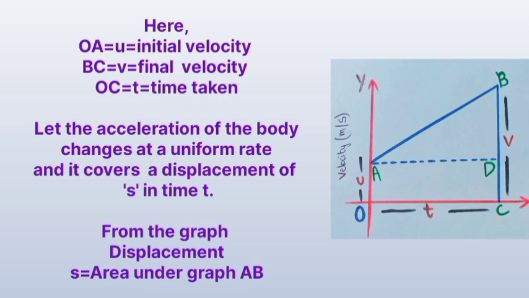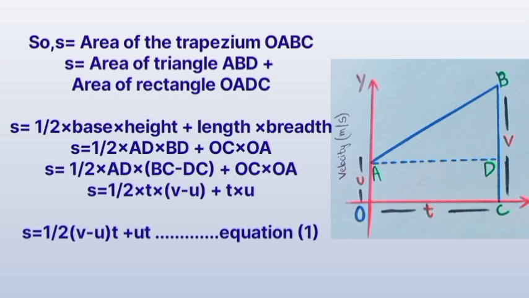Let the acceleration of the body change at a uniform rate and it covers a displacement of s in time t. From the graph, displacement equals the area under graph AB. So displacement equals the area of trapezium OABC. We will find the whole area of the trapezium by first finding the area of triangle ABD and the area of rectangle OADC, then adding these two areas.